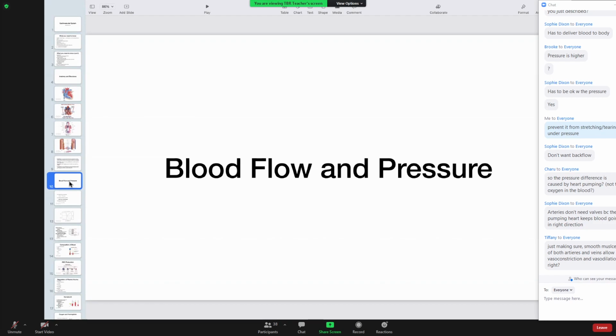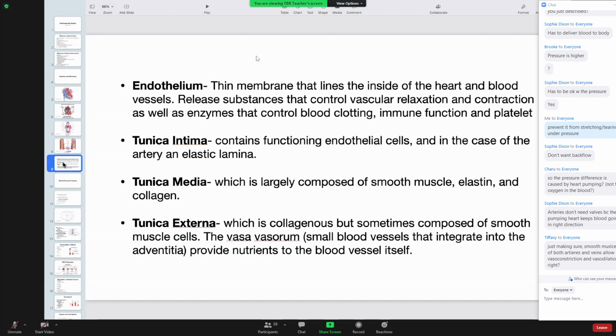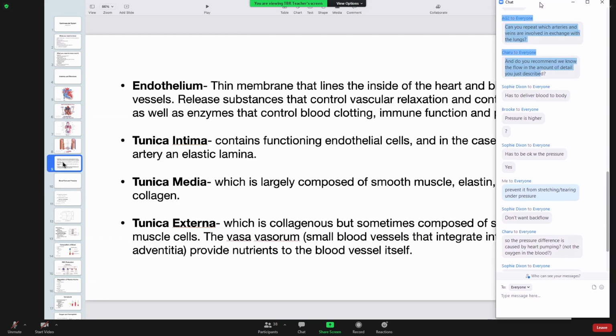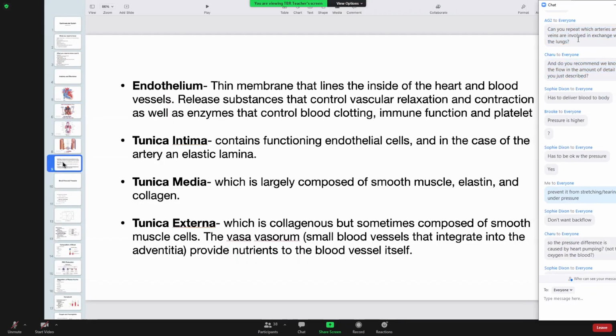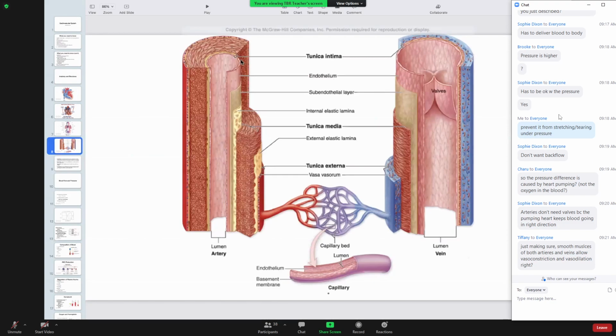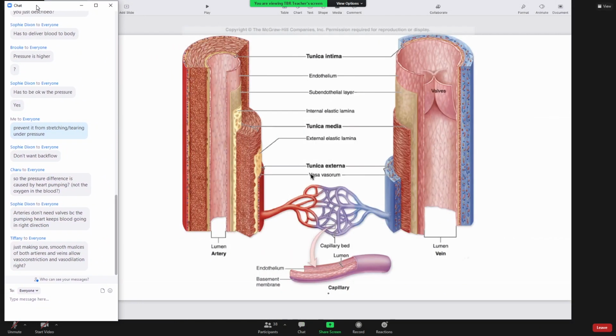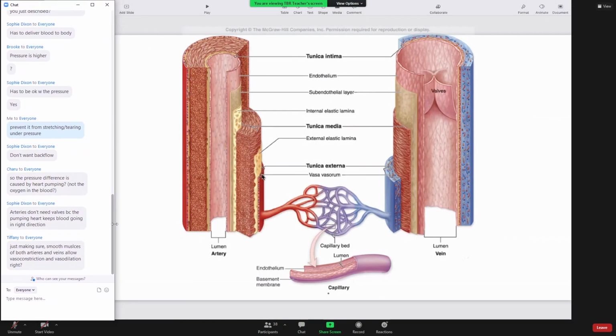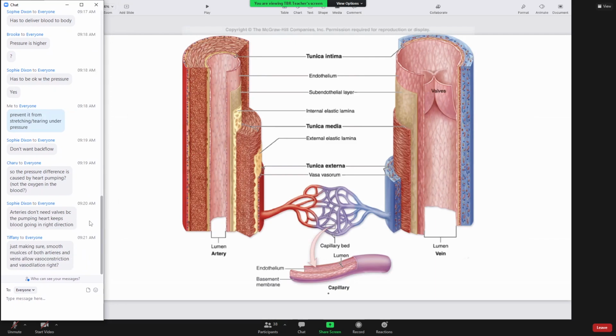There's another question. Are the tunica intima, media, and externa all smooth muscles? No. These are just different layers of the blood vessel. The tunica media is where you've got that smooth muscle and some structure, so it's that middle layer. If you go back, the tunica intima is the very inner endothelial layer. We have the tunica media, which is a lot of the smooth muscle, and the tunica externa, where you see the vasa vasorum, and you see some collagenous structures in there as well.